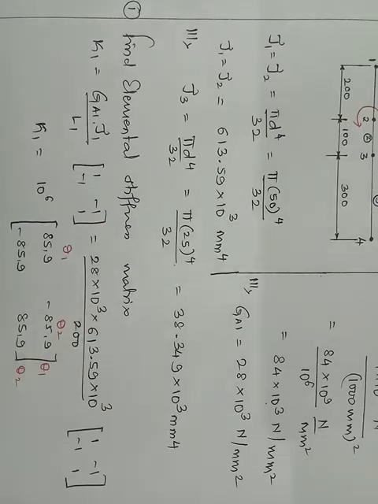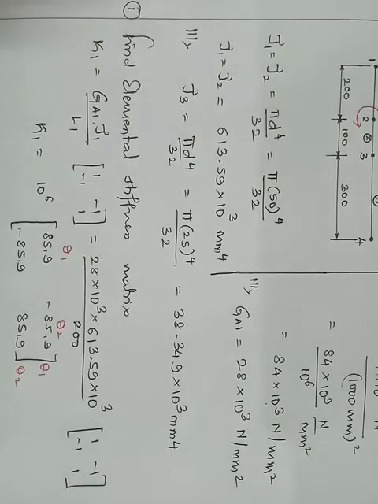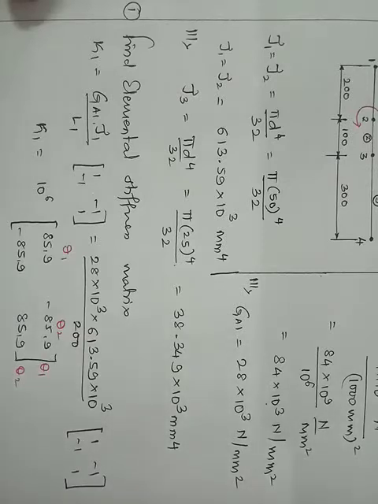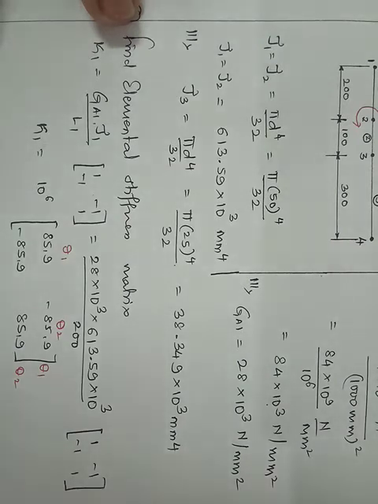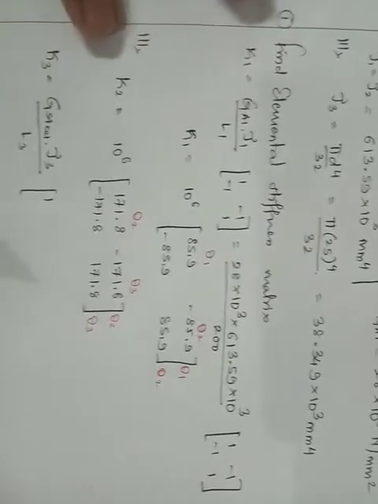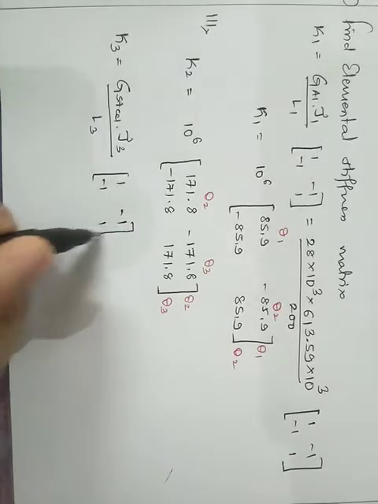Now thereafter we need to go for K3. For K3 you should be careful, because here there will be a change in modulus of rigidity. These two elements were for aluminium. In the second case only the length is going to change. In the first case it was 200, in the second case you need to take the length as 100. Now here the formula will be G of steel into J3 divided by L3, times the matrix 1 minus 1, minus 1 1.